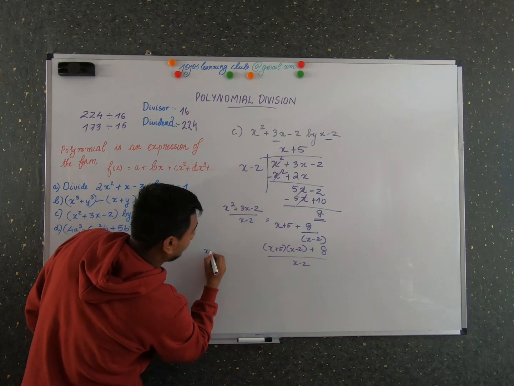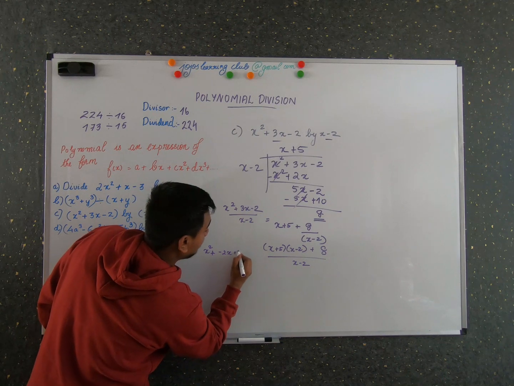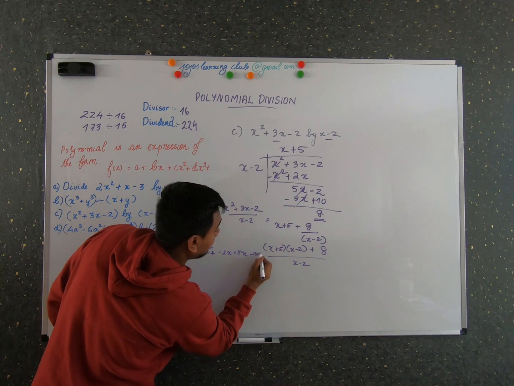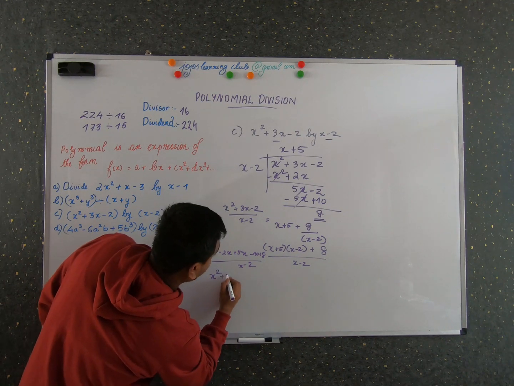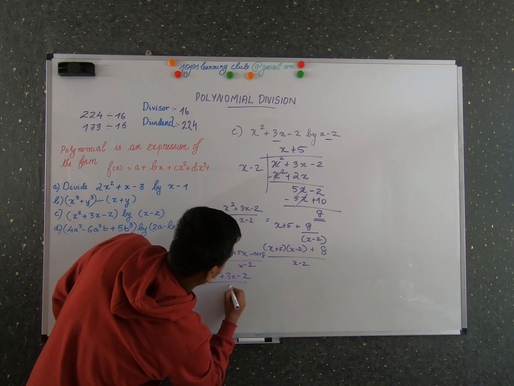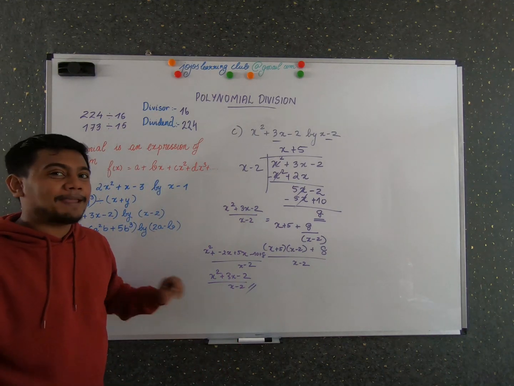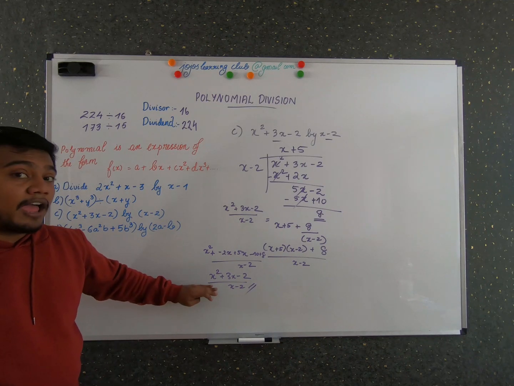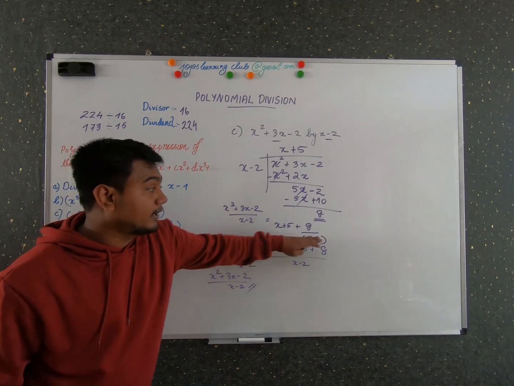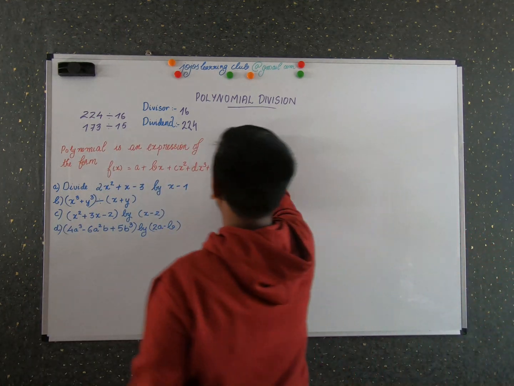So x square minus 2x plus 5x minus 10 plus 8, divided by x minus 2. So it is x square plus 3x minus 2 divided by x minus 2. So you have the same answer, and this is how you do polynomial division. Yeah, and you have to write in terms like this. So now let's do problem number D.